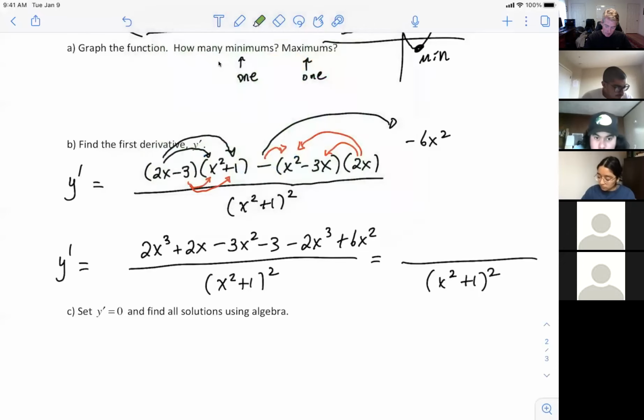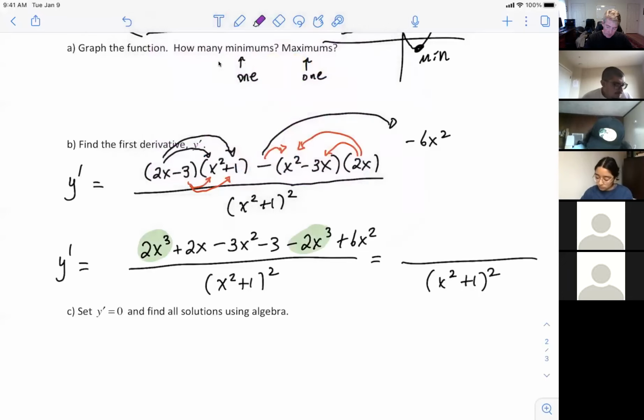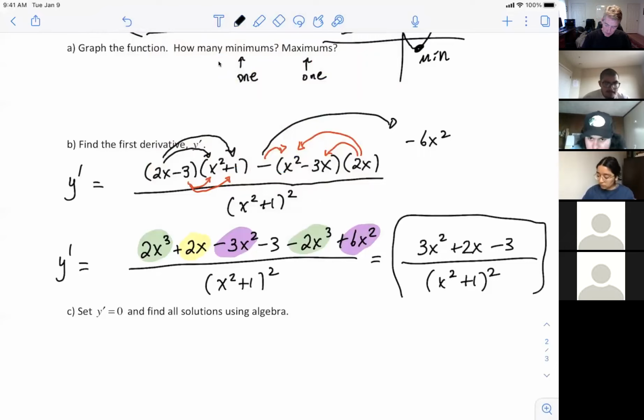And then combine like terms. Well, there's a 2x cubed that's positive and a 2x cubed that's negative, so they actually cancel each other out. As far as the x squareds, there's a positive 6x squared and then minus 3x squared, so that leaves behind positive 3x squared. And then there would be the 2x just by itself, so plus 2x. And then there would be the constant, negative 3. And then we're done with part B, finding the derivative.